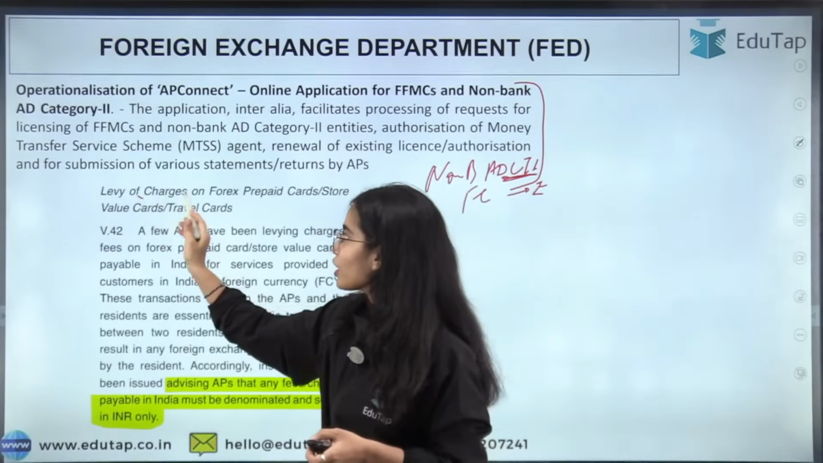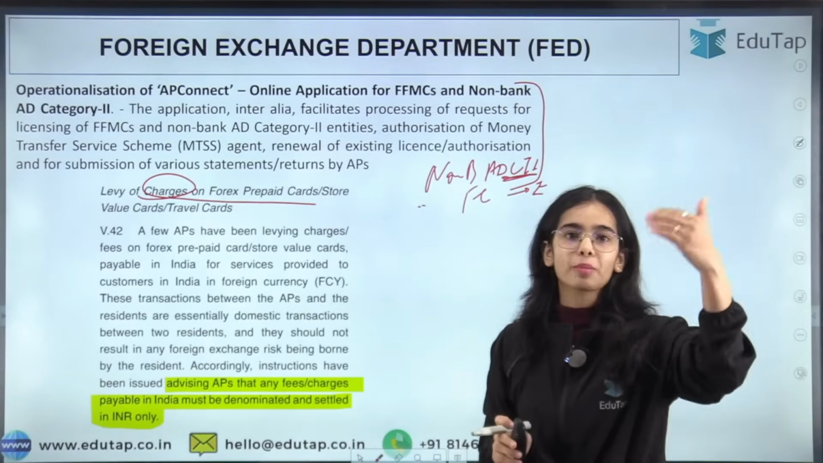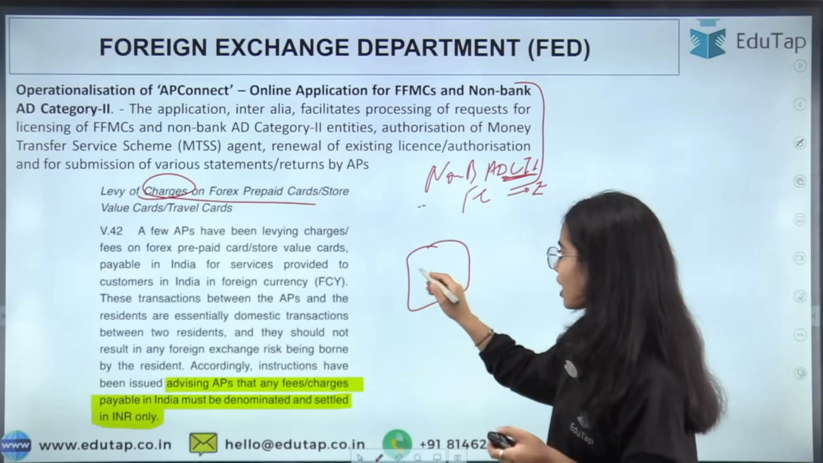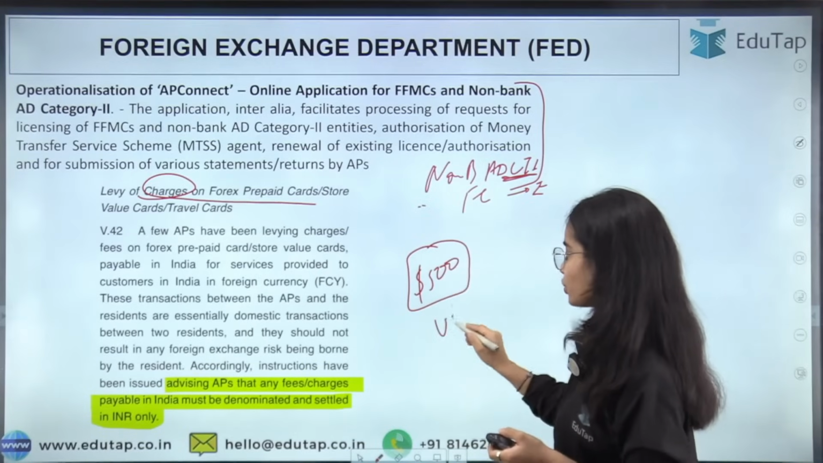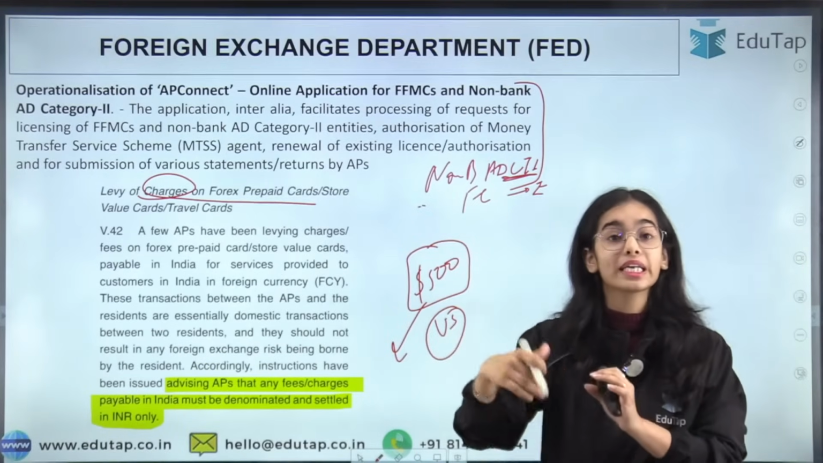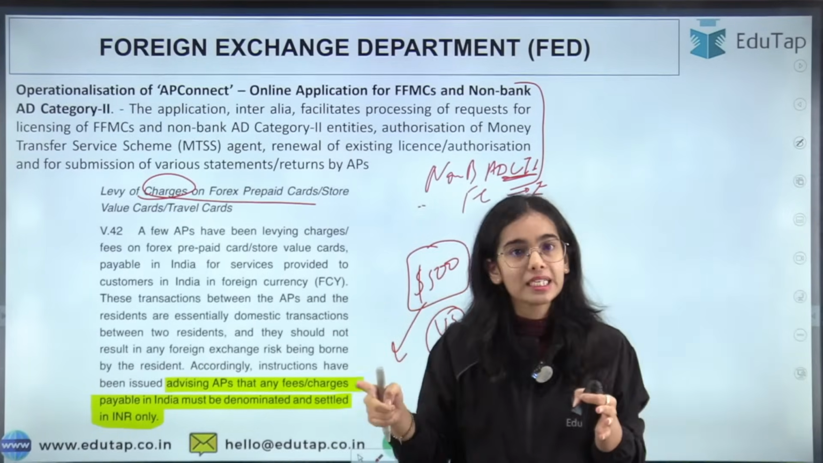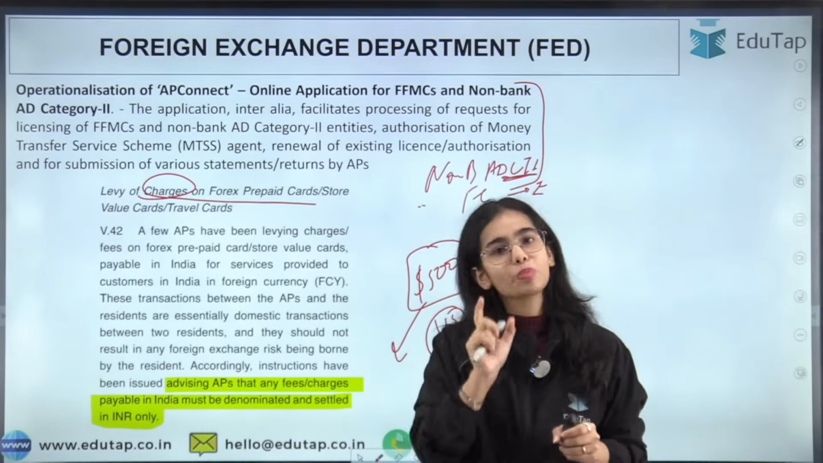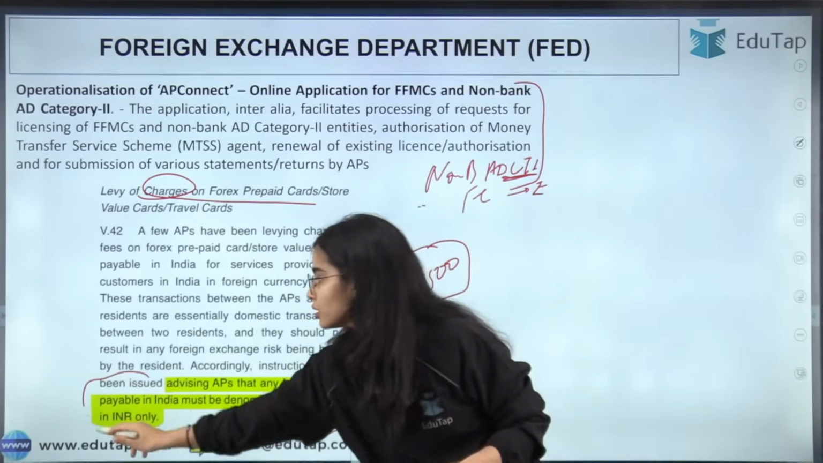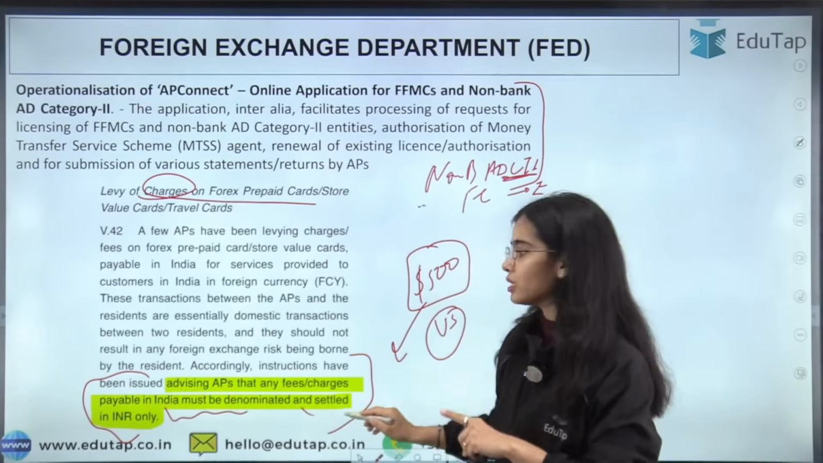Then there was also the levy of charges on forex prepaid cards, stored value cards. So if you are going to some other country, you want to have a prepaid card. Okay, in that prepaid card, you will have, like, $500 if you are going to the US. Now the charges that were taken from you were taken in dollars or in euro. So it was said that if the conversion of the money is happening in India, the charges should be levied in rupees only. So that was the idea. That levy of charges should happen only in India, only in INR.